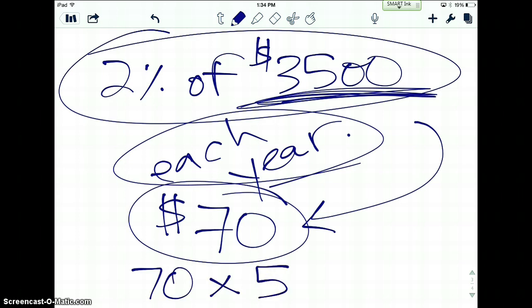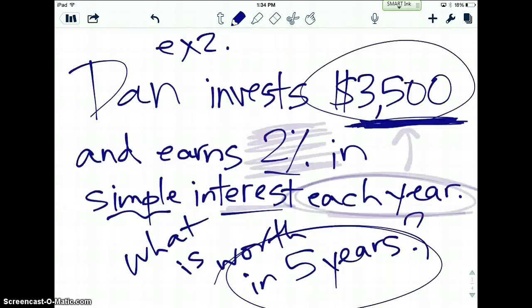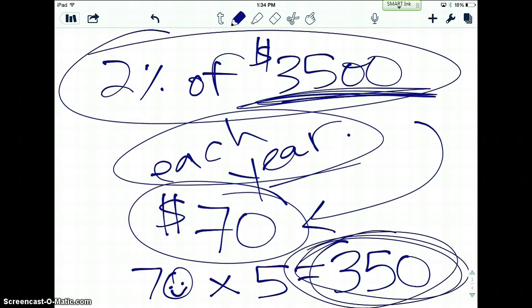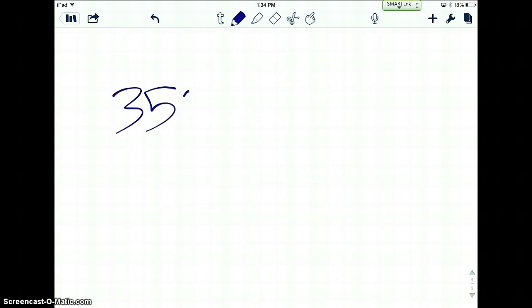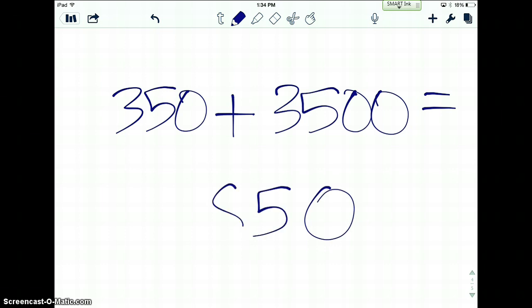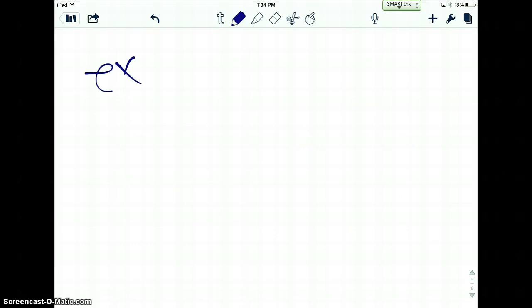So I'm going to multiply that by 5. And I could do that in my head. 7 times 5 is 35. And then I have a 0. He's going to get an extra $350. So it's asking, what is his investment worth in 5 years? It's not worth $350. It's worth $350 plus the investment he originally started out at. So some of you could add that in your head. Either way, he's going to be at not $3,500 anymore. He's going to be at $3,850. Way to go, Dan.